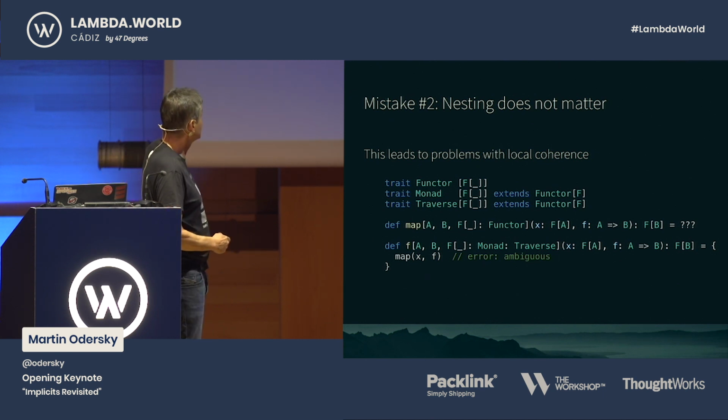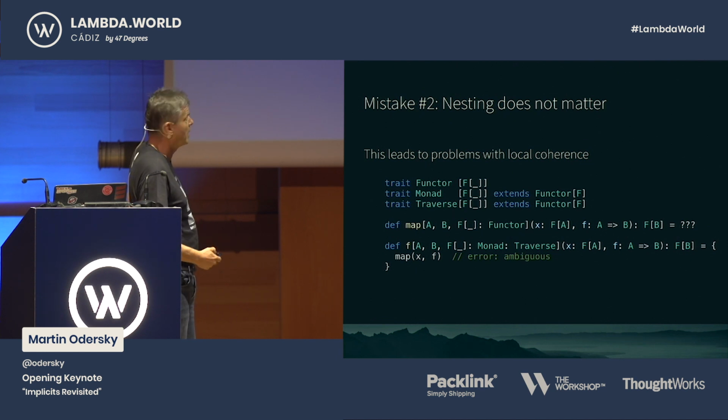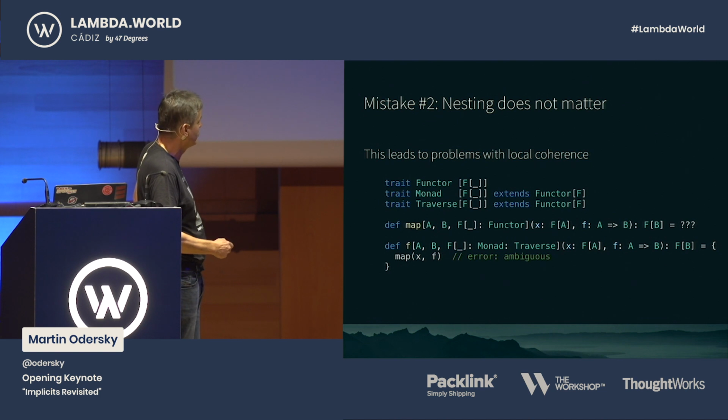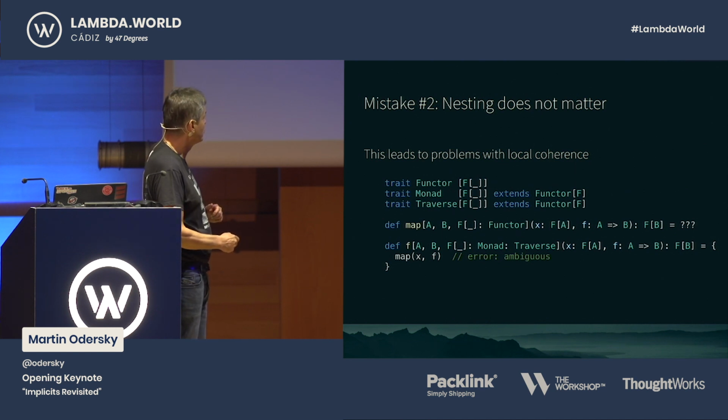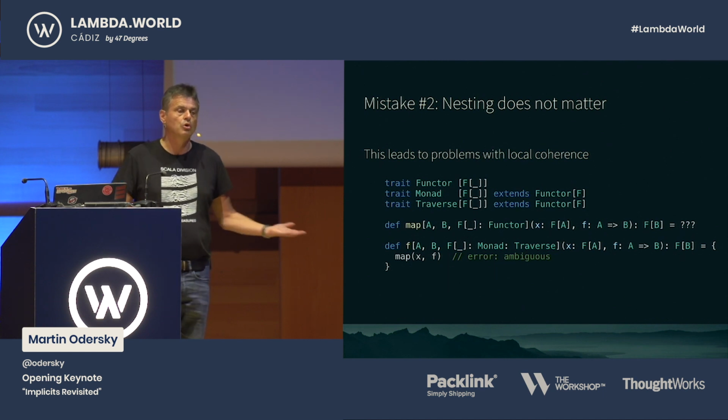And then there's a map function that's defined on functors. Now we have a function f, which takes a type constructor, capital F, which is both a monad and a traverse. That makes sense. And we want to call map on it. Now the compiler would get confused and say, well, this context bound here says, give me an implicit parameter for monad, and here it says, give me one for traverse. You can think of them as additional parameters for this function f. And the compiler would say, well, now I have a map for monad, and I have a map for traverse. I don't know what map you mean.